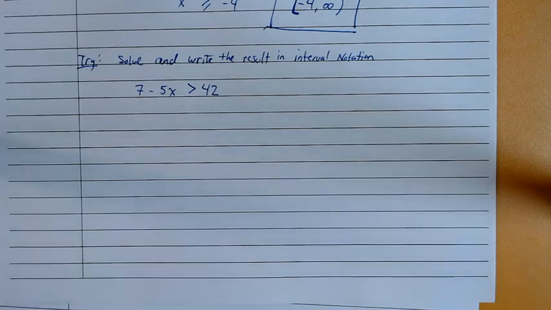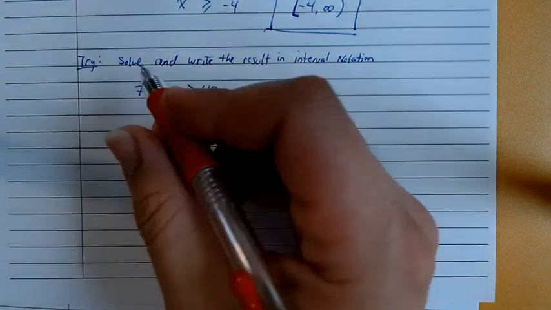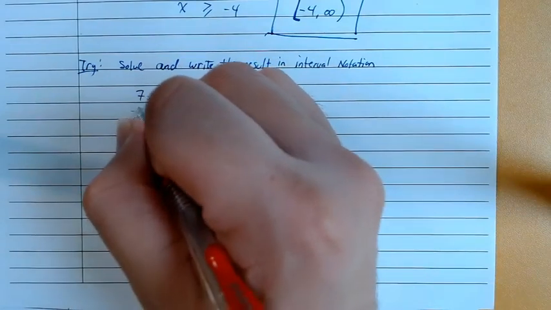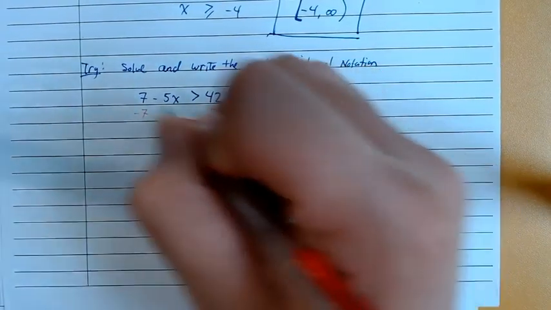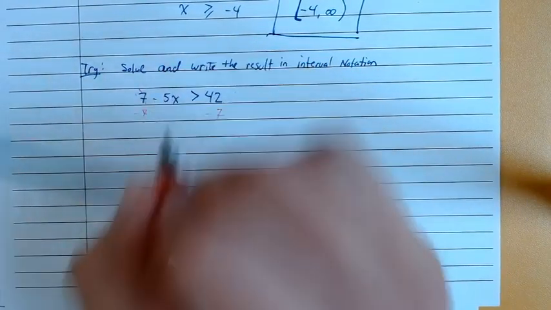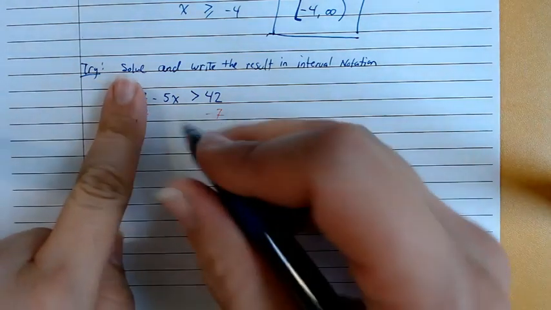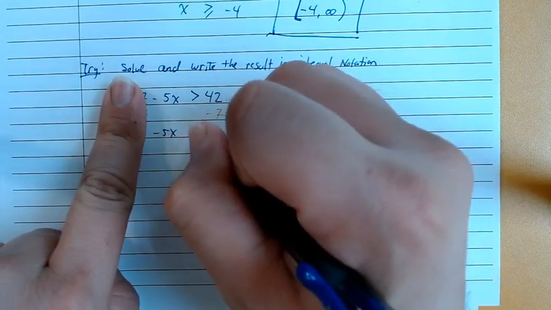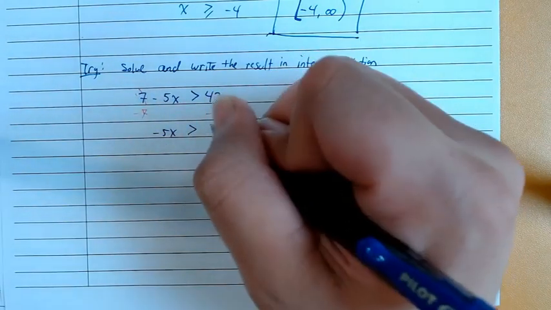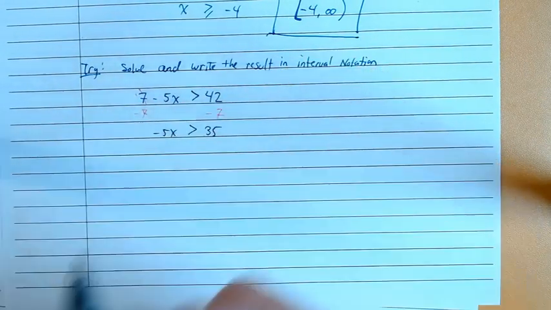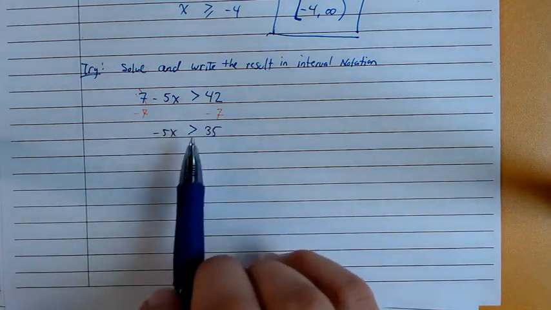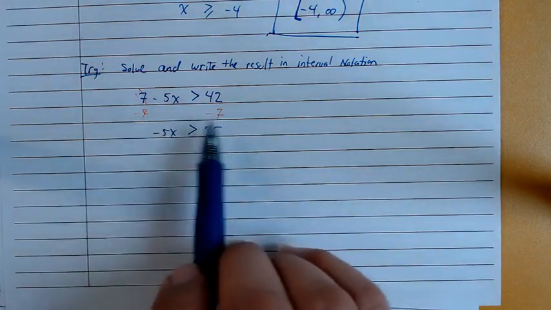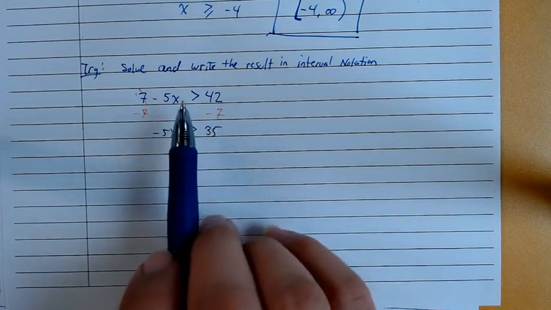Alright, so we're going to solve this inequality. We want to get that x by itself, so let's begin by subtracting 7 from both sides. That way 7 minus 7 will give me 0. That goes away, and I'm simply left with minus 5x is greater than 42 minus 7, which is 35. Notice my inequality hasn't changed directions because I can add or subtract whatever I want, and that doesn't affect anything.